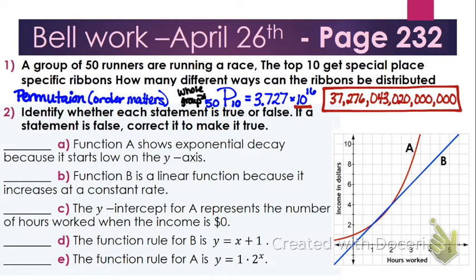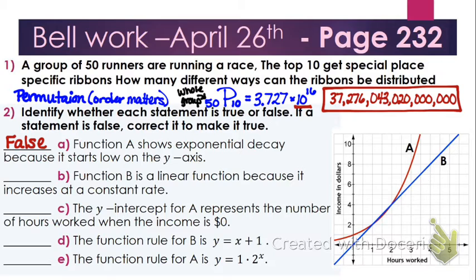Number two, identify whether each statement is true or false. If it's false, we're going to figure out what needs to be corrected so that it will be true. Part A, function A, is that the red one or the blue one on the graph? A is the red one. Function A shows exponential decay because it starts low on the y-axis. Is that true? No. This is a false statement.